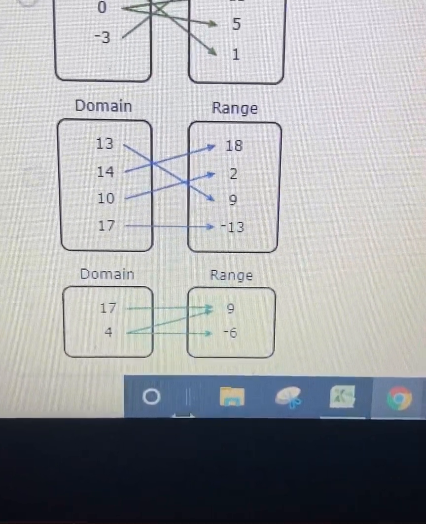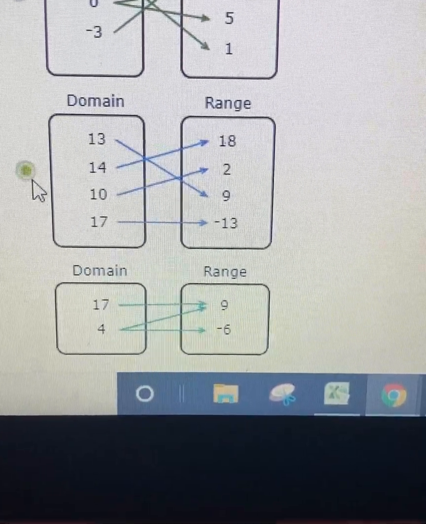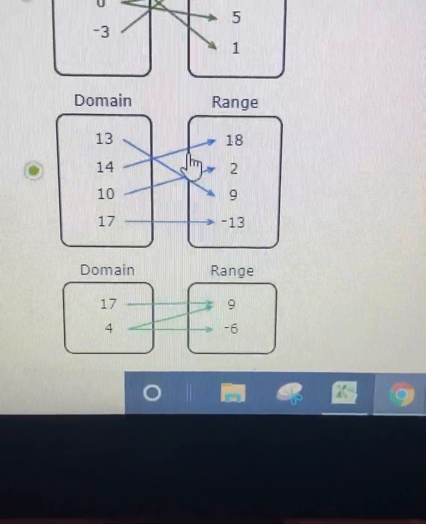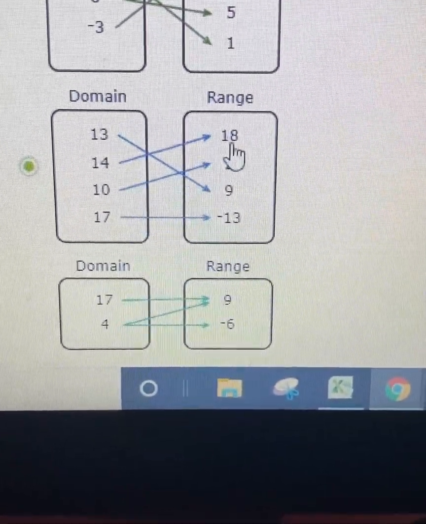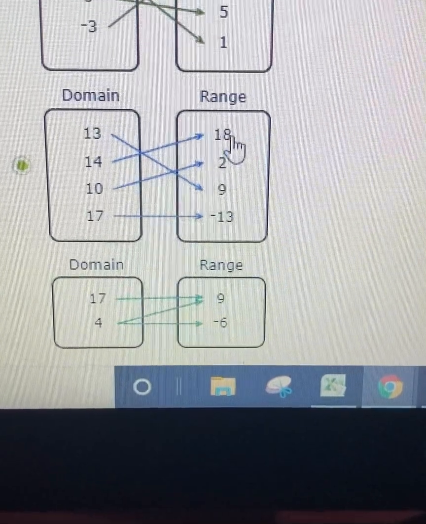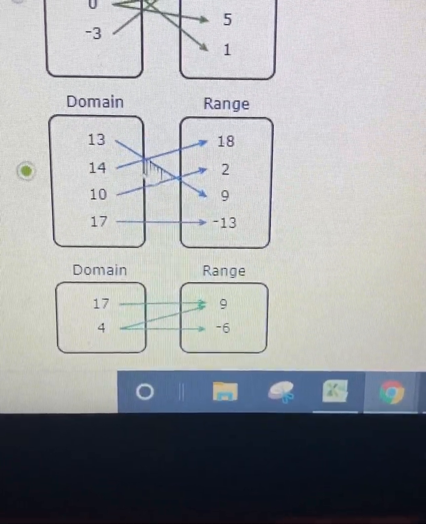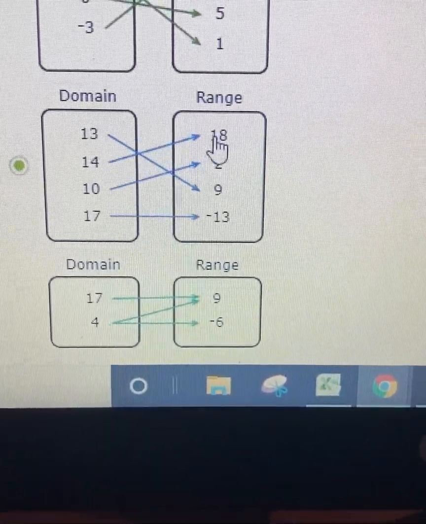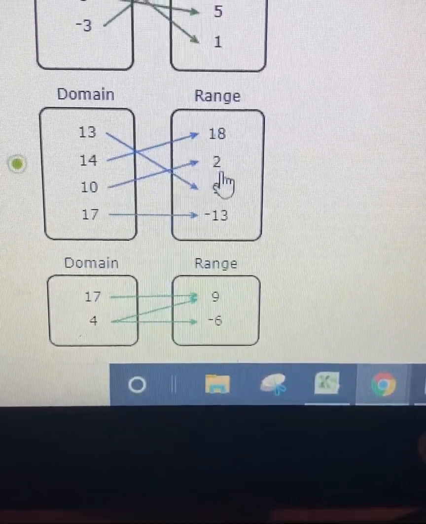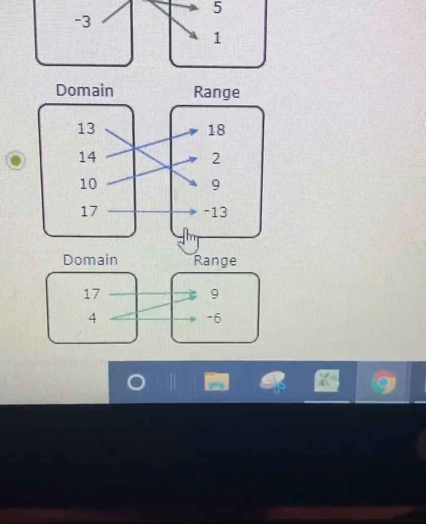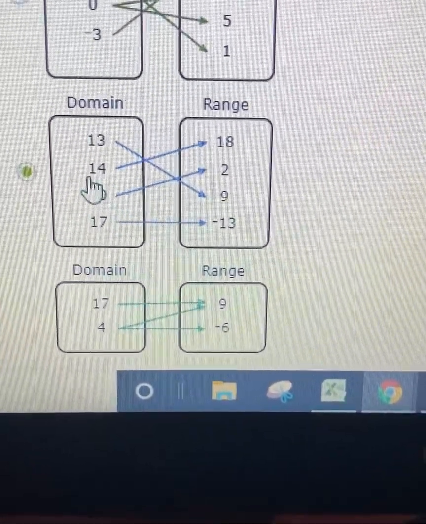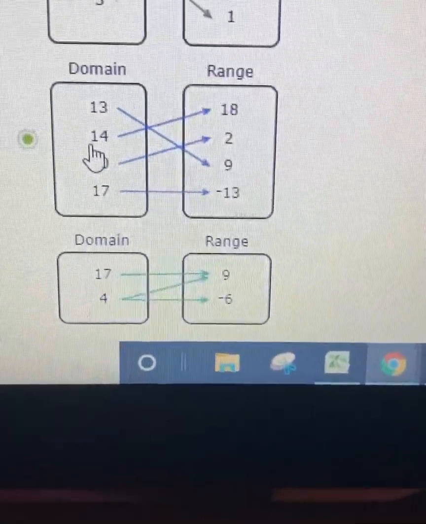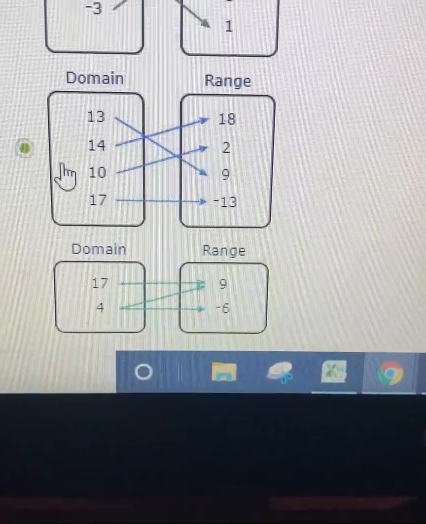So you're basically just looking for something to point to each one time. And it wouldn't even matter if they were all the same number. That's the other thing that throws people off. These could all be 5. If I put in 13 and get out 5, and then I put in 14 and get out 5, put in 10, get out 5, put in 17, get out 5, each one of these x values is giving me one other number. They're all the same number, but we're still okay with that.